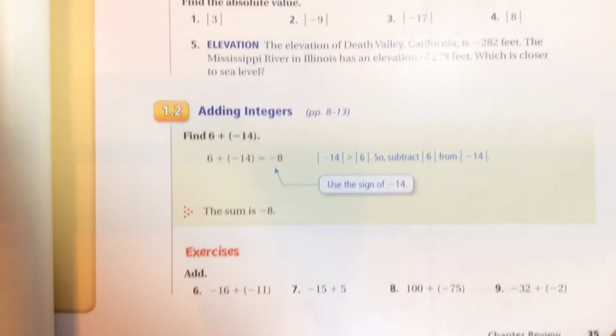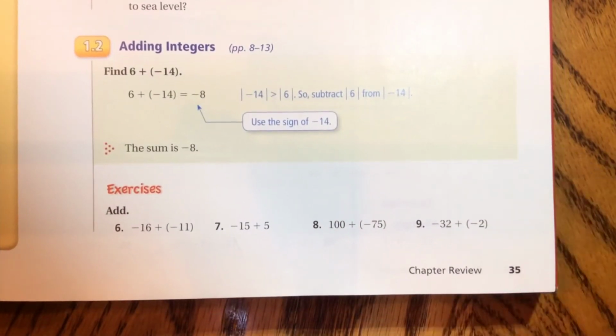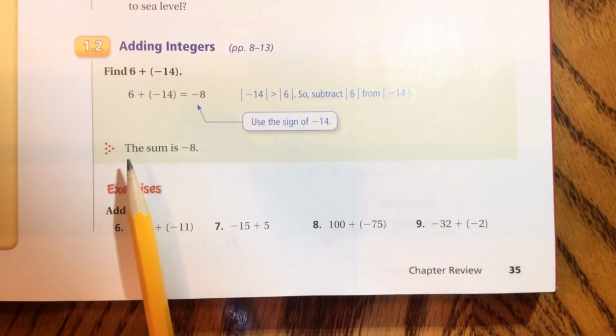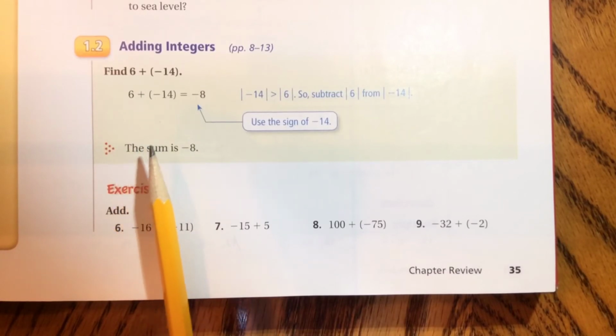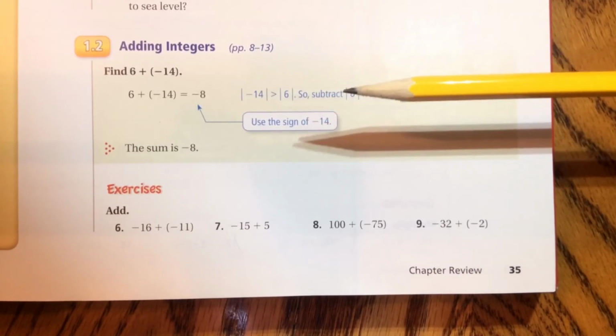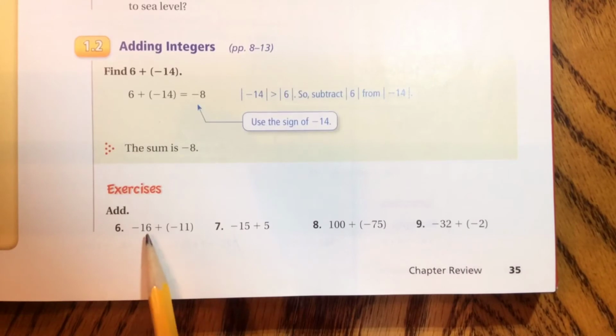So moving on to adding integers. Remember, when we add integers, remember the rule. If it's the same sign, we add and keep the sign. And if it's different signs, we subtract the numbers and we keep the sign of whichever number had a bigger absolute value. So let's look at number 6.